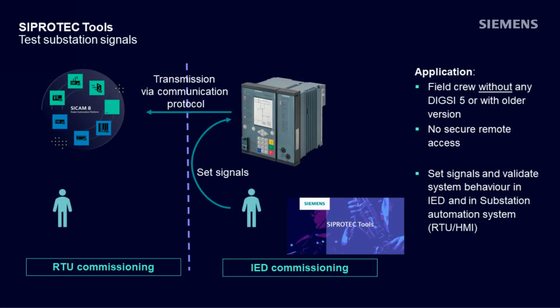The field crew can now simulate the signals and measurements transmitted from the field device to the substation automation system via the configured communication protocols without using DIG-C5. This enables testing and validation of the system behavior between the IED, RTU, or HMI.